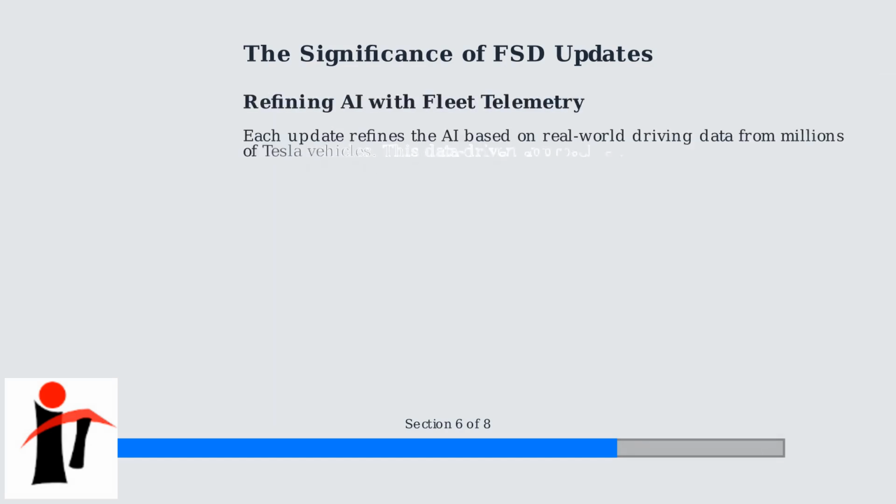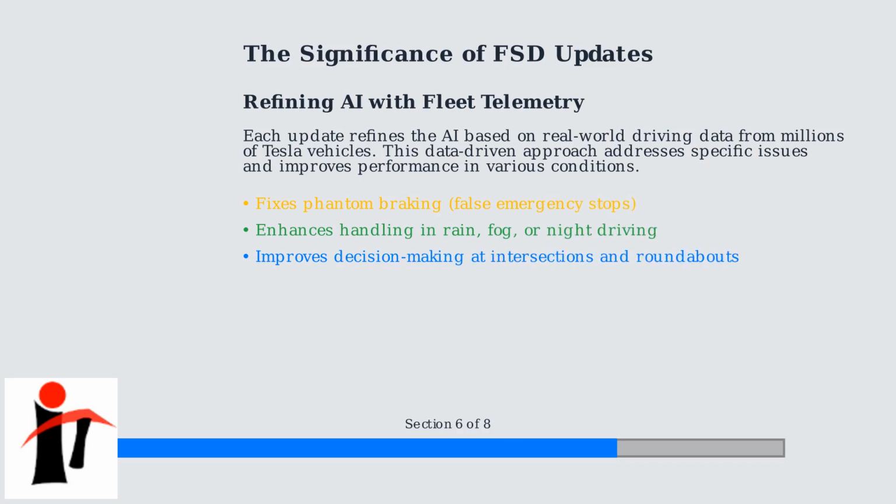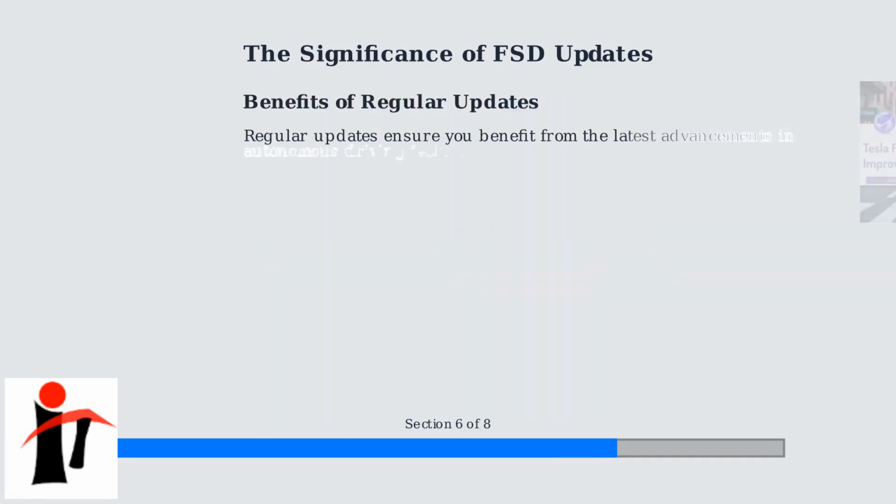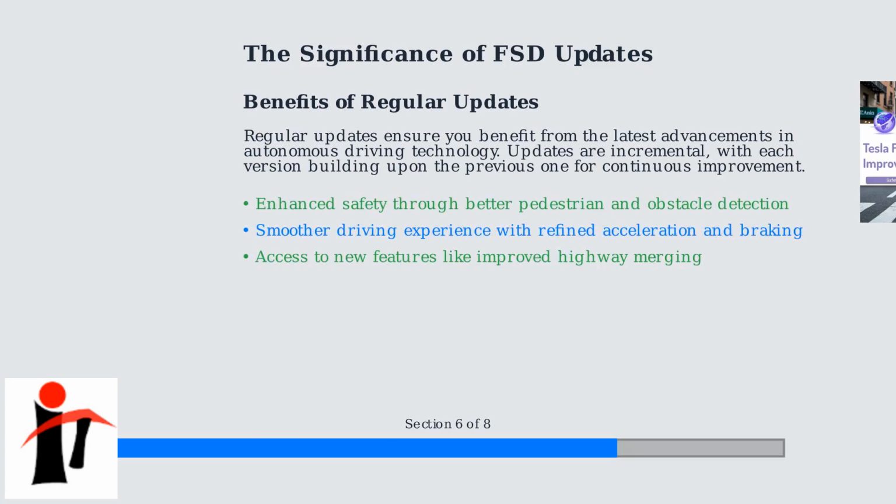Each FSD update is refined using fleet telemetry data collected from Tesla vehicles worldwide. This massive dataset allows the AI to learn from real driving scenarios, addressing issues like phantom braking or improving performance in challenging weather conditions. By keeping your FSD updated, you ensure access to the latest advancements in autonomous driving.